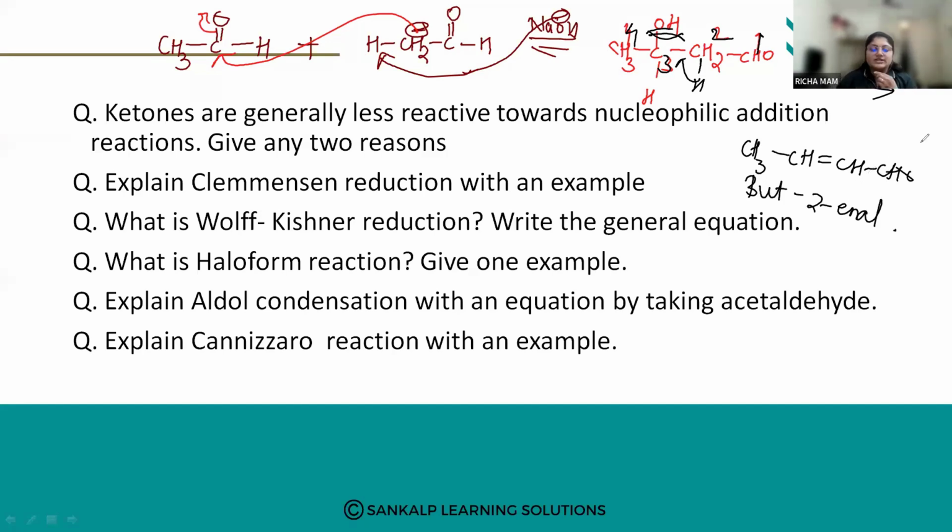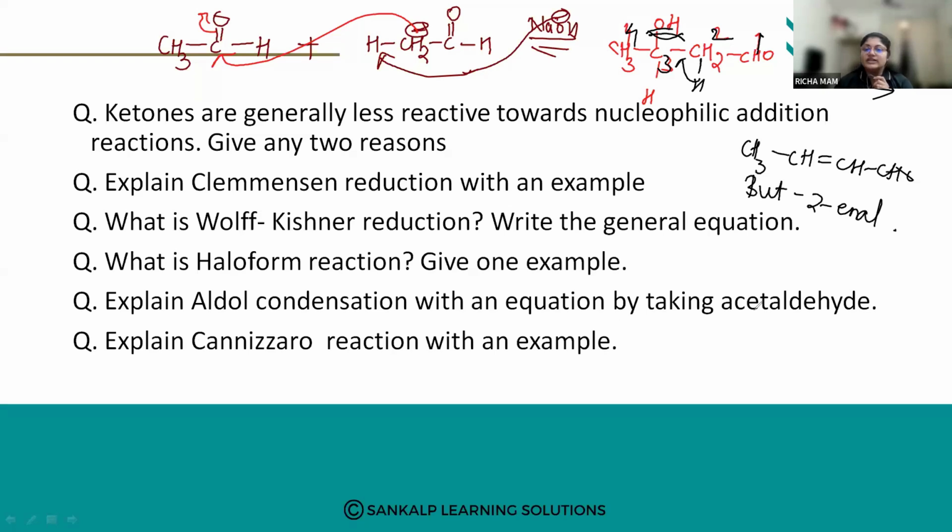So what is aldol condensation? An aldehyde containing at least one alpha hydrogen atom will undergo self-condensation in the presence of a dilute alkali, that is NaOH, to form an aldol. This aldol will readily lose a water molecule to give you an alpha beta unsaturated carbonyl compound. So this is aldol condensation.